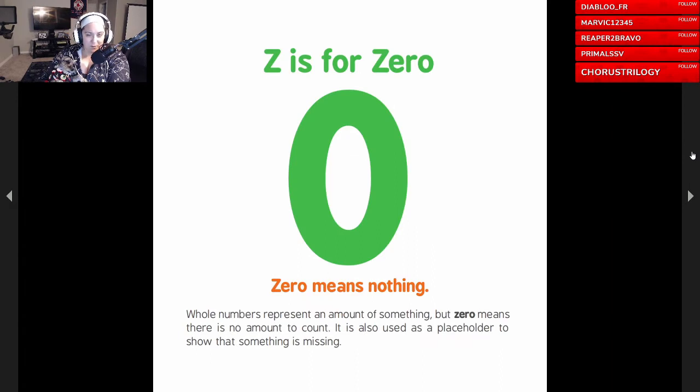Z is for 0. 0 means nothing. Whole numbers represent an amount of something, but 0 means that there is no amount to count. It is also used as a placeholder to show that something is missing.